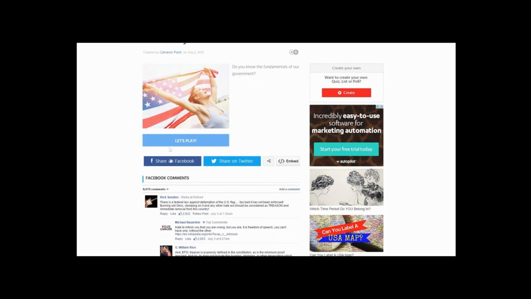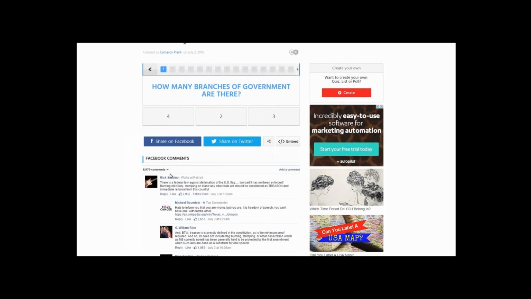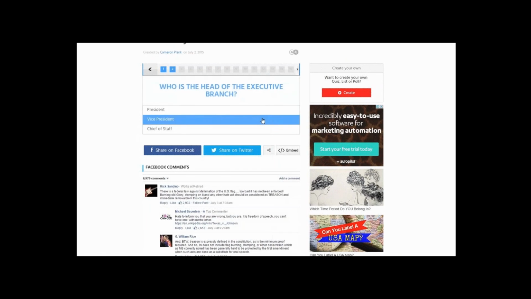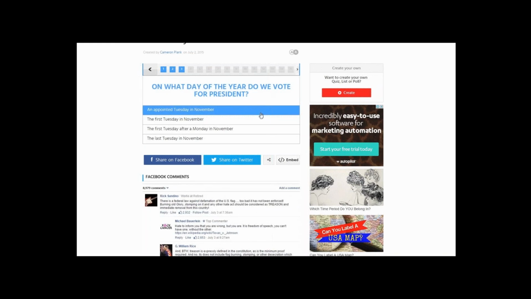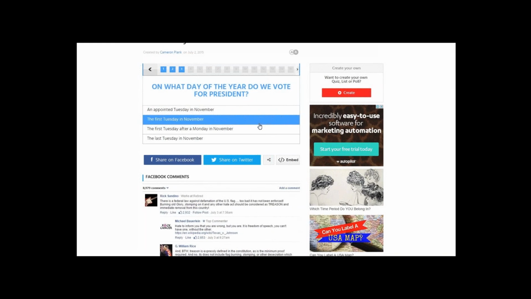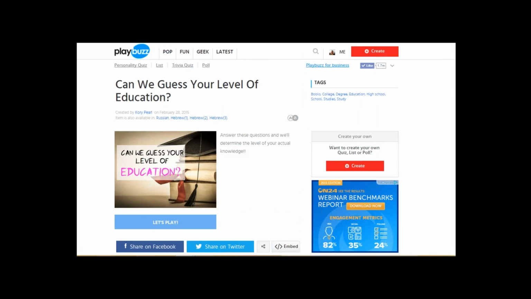And the audience is being asked by the creator trivia-like questions, but they don't know what they're getting right or wrong. So there's the element of suspense, the element of surprise. So your audience is going to be far more likely to stick with it and finish answering the questions to see how well they do. Another example, can we guess your level of education?